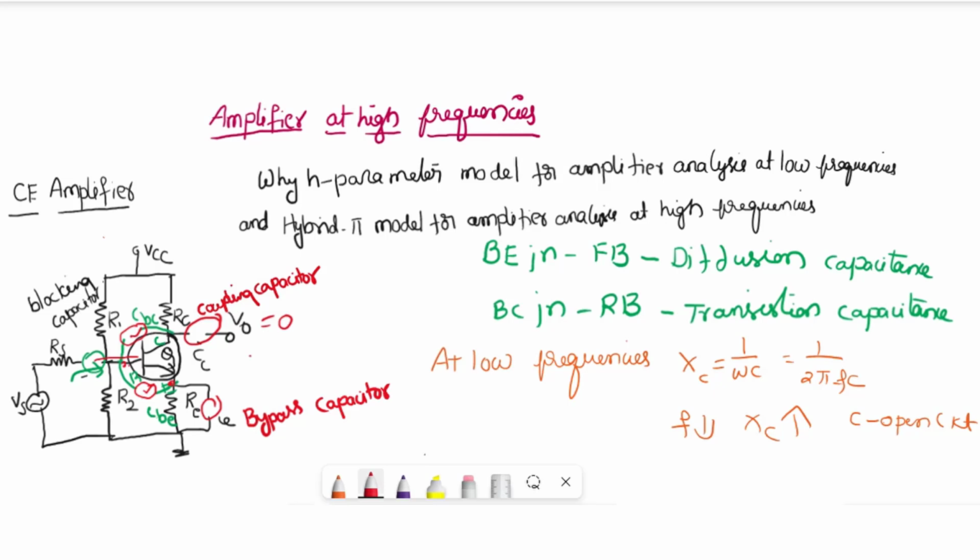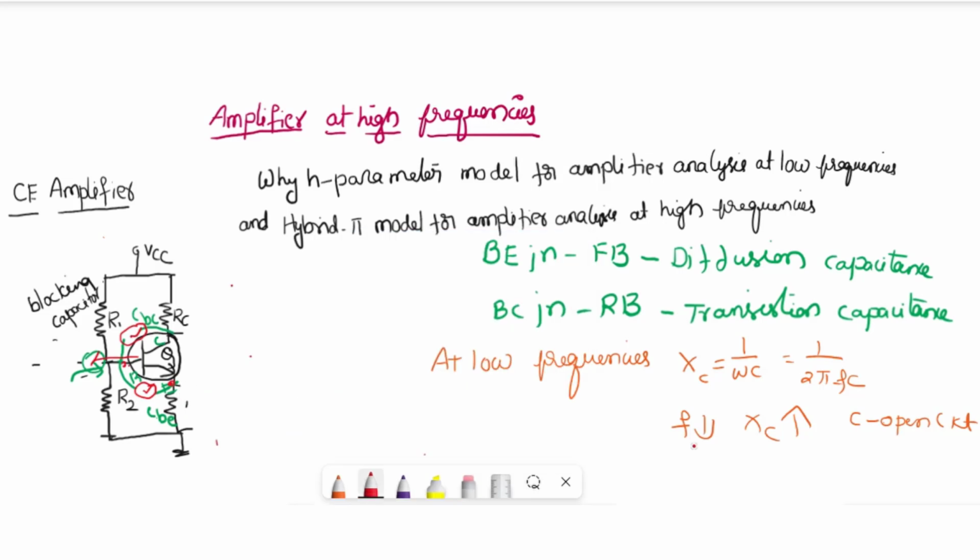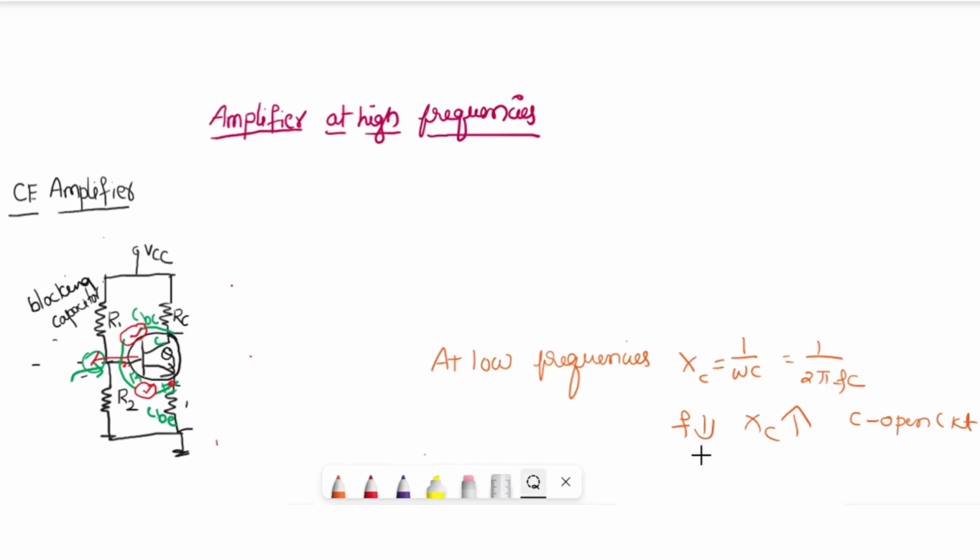So what is happening? To analyze this type of transistor, whose external capacitors are opened and the junction capacitors are opened, we can analyze this transistor using the H parameter model. I'll explain why. First, let me redraw the circuit clearly. This is the circuit after disconnecting all these open circuited capacitors. So now this can be analyzed using the H parameter model. I'll explain the reason. Let me draw the H parameter model.